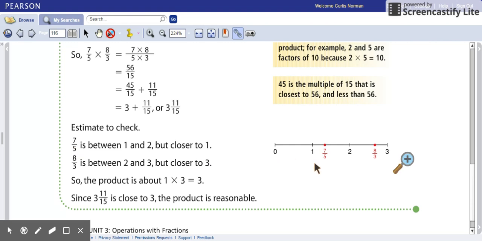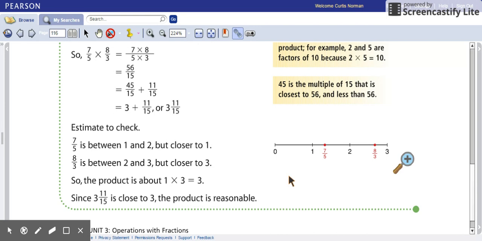Well, take a look. If you ate 7/5 of a pizza, you would eat a whole pizza and just a little bit. You see that? Now, if you were to eat 8/3 of a pizza, well, that's a little more pizza because 3 goes into 8 twice with 2/3 left over. So you almost ate close to 3 whole pizzas. Almost, not quite, almost.